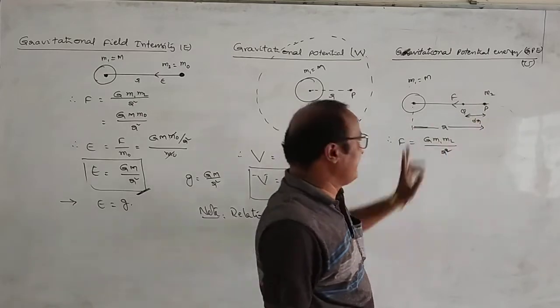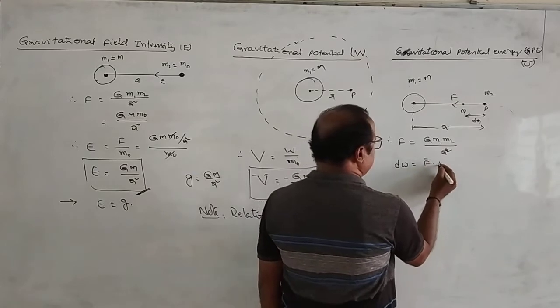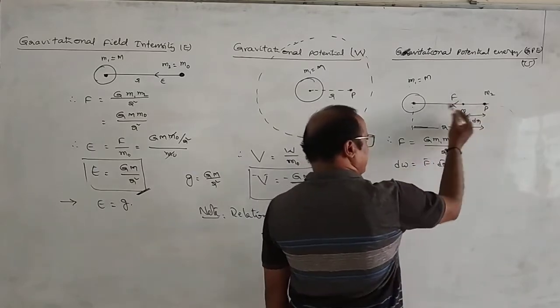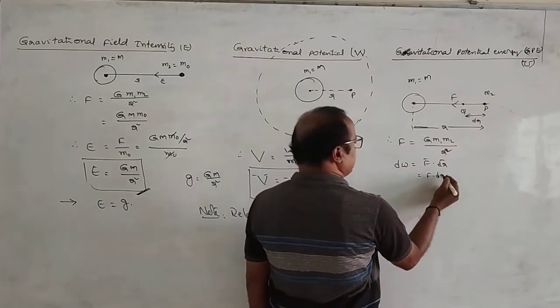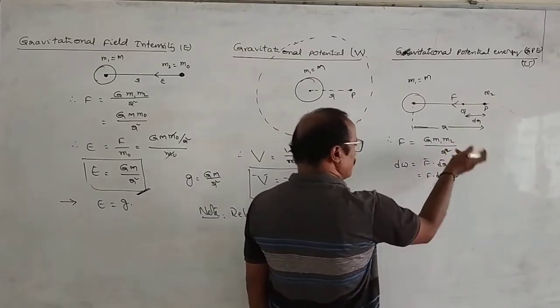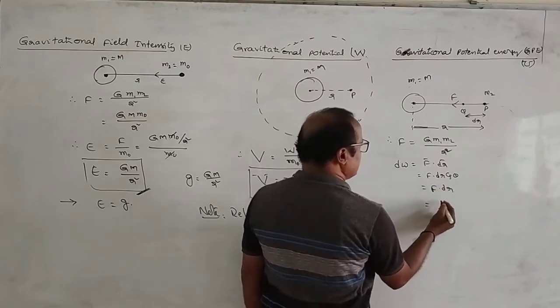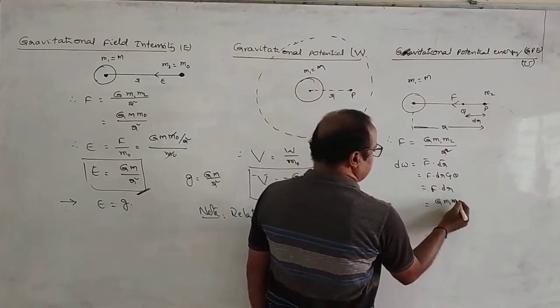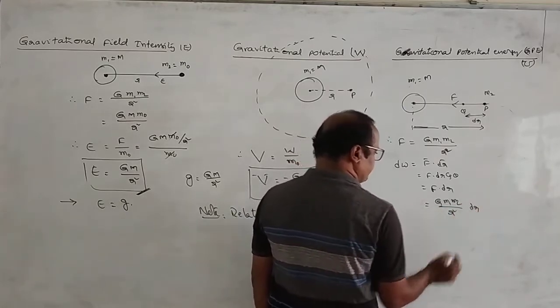Work done by the gravitational force is given by dW equal to F bar dot dr bar. F bar and dr bar are both in the same direction, so that is F into dr into cos theta. Cos 0 equal to 1. That's why it is F into dr, where F is G m1 m2 by r square, into dr.